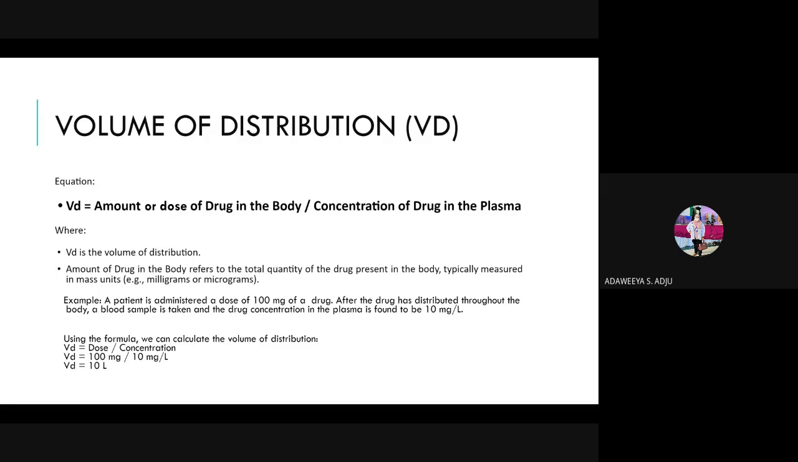So an example: a patient is administered a dose of 100 milligram of a drug. After the drug has distributed throughout the body, a blood sample is taken, and the drug concentration in the plasma is found to be 10 milligram per liter. Using the formula, we can calculate the volume of distribution. For the dose, we have 100 milligram over the concentration of 10 milligram per liter, and we cancel out the milligram. So our result would be 10 liter for the volume of distribution for this example.